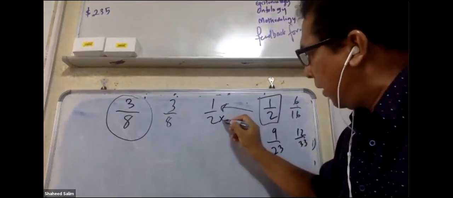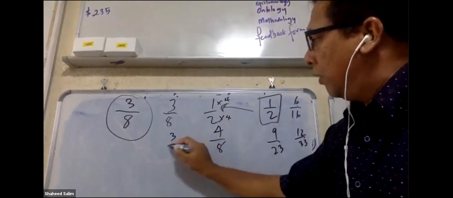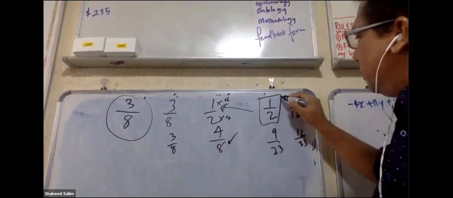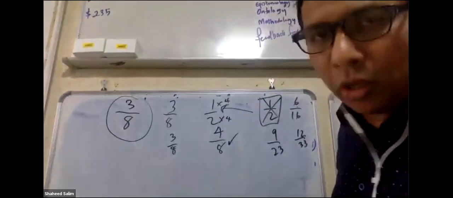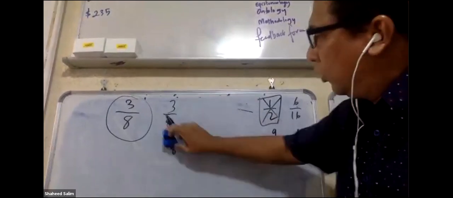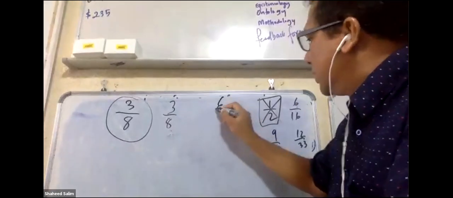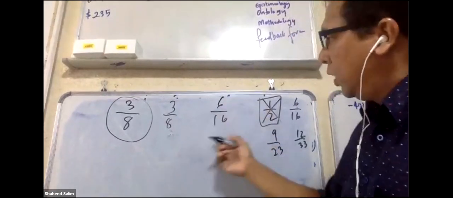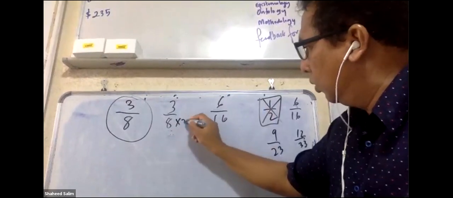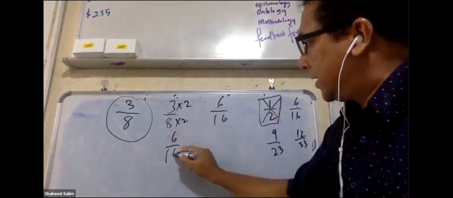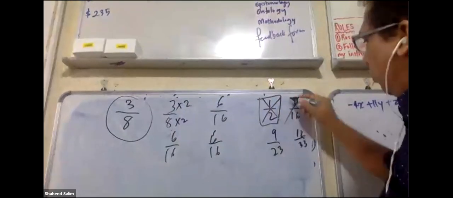This one you can times by 4. You get 4/8. This one is 3/8. So this is bigger. It's out. We want smaller. So we use Mortal Kombat style. They have to fight one-to-one. So now 6/16. How to make the denominator the same? This one can times by 2. You get 6/16 also. Both of them are the same. So this is also out.